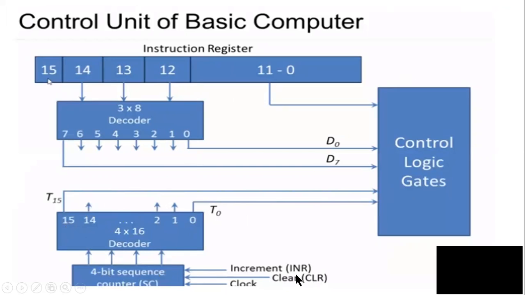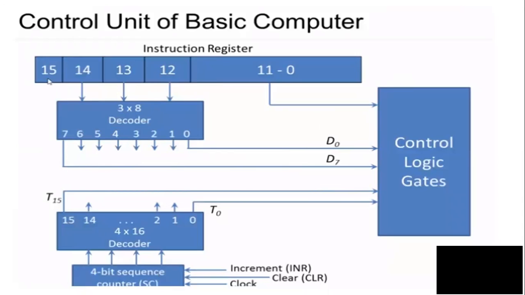Now what happens during this control organization is that bits 0 to 11 of the instruction register, which you are seeing, are directly given to the control logic gates. Bits 12 to 14 are decoded and given to a 3 to 8 decoder, which will generate the sequence from D0 to D7 based on the inputs given to the decoder. Regarding the 15th bit of the instruction register, that is the I bit, it is directly given to the control logic gates. Now this is the organization.